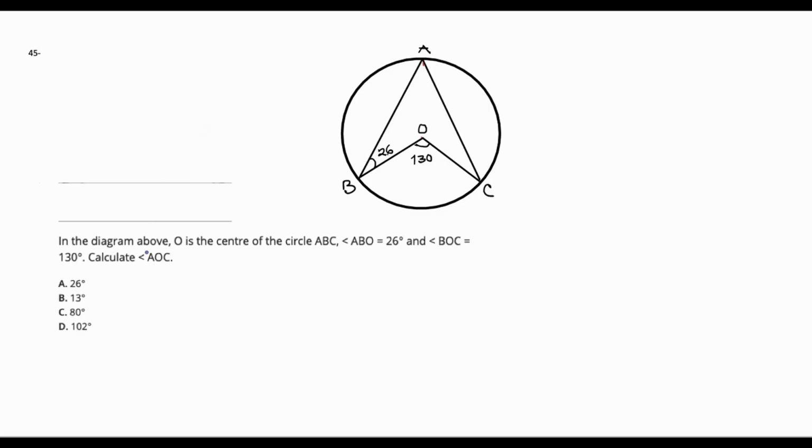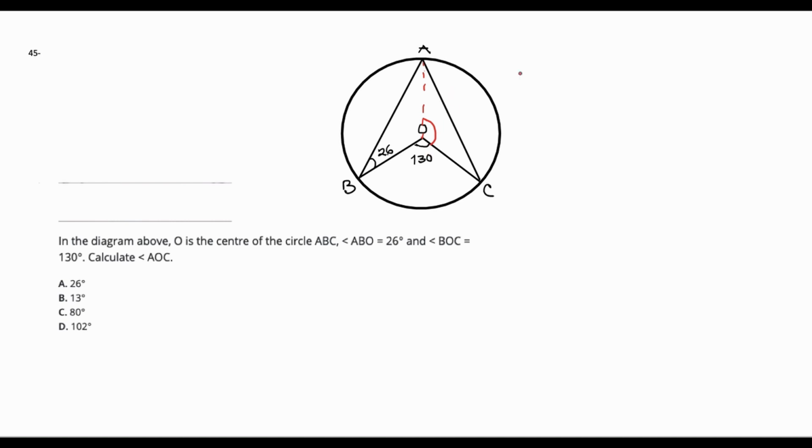Question 45 says, in the diagram above, O is the center of the circle ABC. Angle ABO is equal to 26 degrees, and angle BOC is equal to 130 degrees. Calculate the angle AOC. If we assume there's an imaginary line dividing this angle right here, we're requested to calculate angle AOC, which is this angle right here.